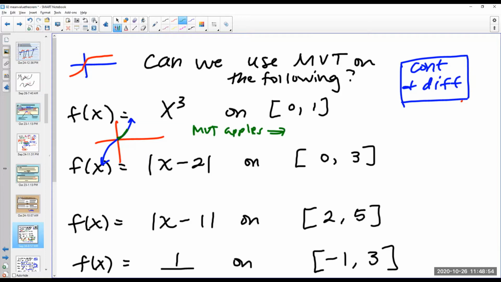You would set the derivative equal to the slope of the tangent line. I'm not actually going to do it, but you would set this equal and solve for x. Everybody good with how you would proceed with this problem? Okay, let's go to the next problem.